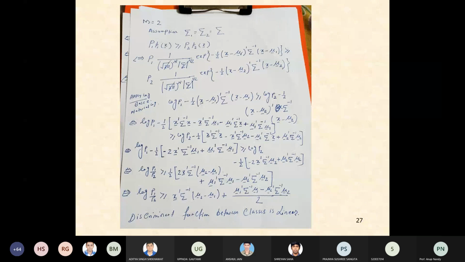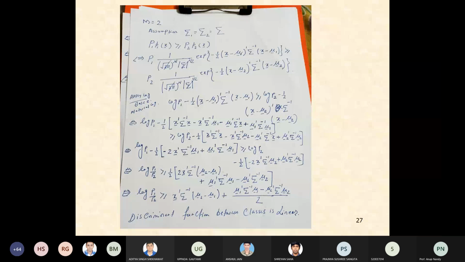Greater than or equal to, now you have this half here. Sorry, it will not be cancelled out. So you will have this log P1 by P2. Now this minus half goes to the right hand side. The minus half of minus 2x transpose sigma inverse mu1 goes to the right hand side, so the minus half becomes plus half. Now log P1 by P2 is greater than or equal to, taking half as a common term, half of 2x transpose sigma inverse mu2 minus mu1, plus a constant, mu1 transpose sigma inverse mu1 minus mu2 transpose sigma inverse mu2. This is what you can get.